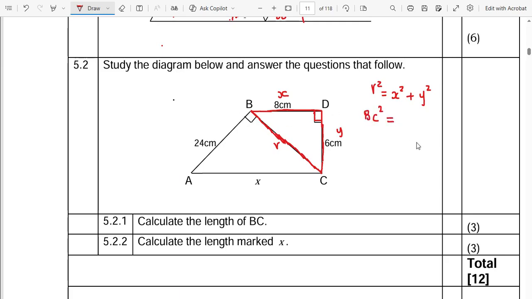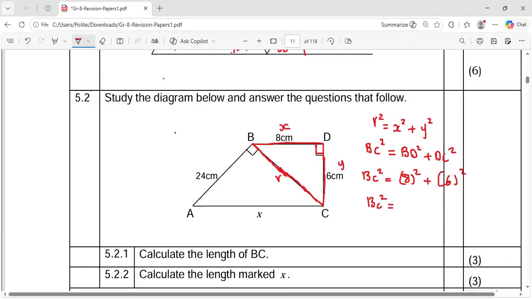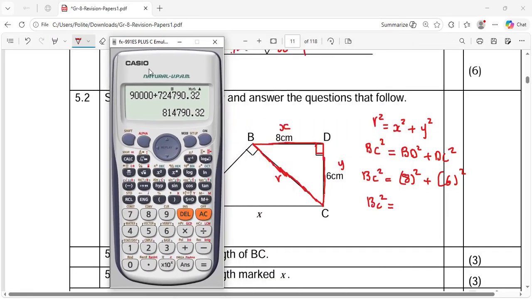It's equal to your X, that's 8, so this is BD squared, plus your Y, that's 6, and this is DC squared. Let's just do the substitution. So BC squared is equal to BD, that's 8, squared plus DC, that's 6. So I'm going to say this is 6 squared. Therefore, BC squared will be equal to, I think we need a calculator on this one. So let's put it in the calculator and see.